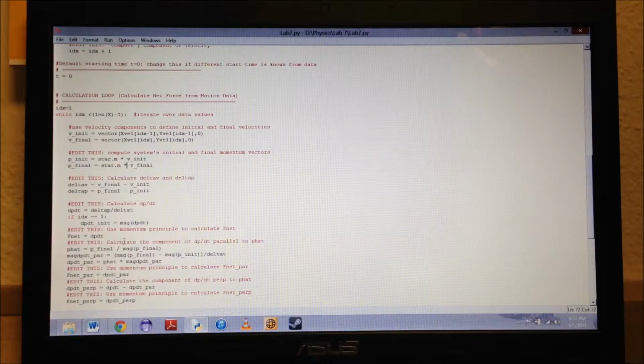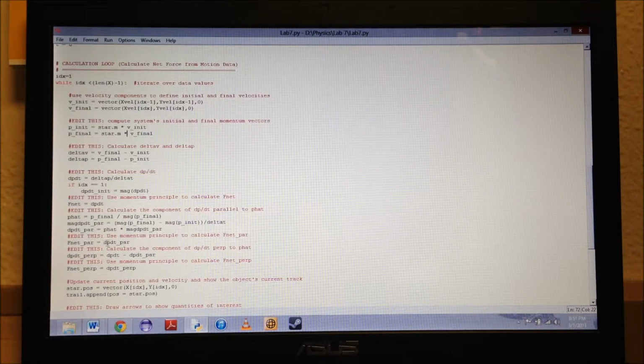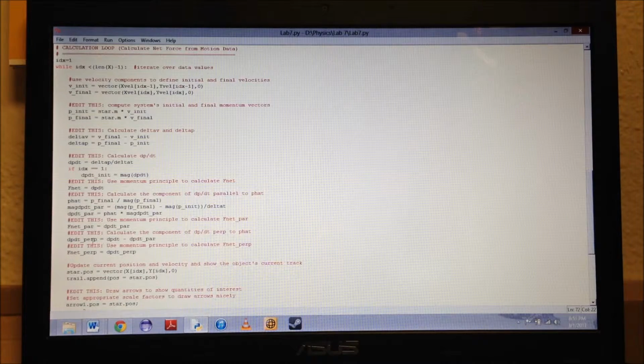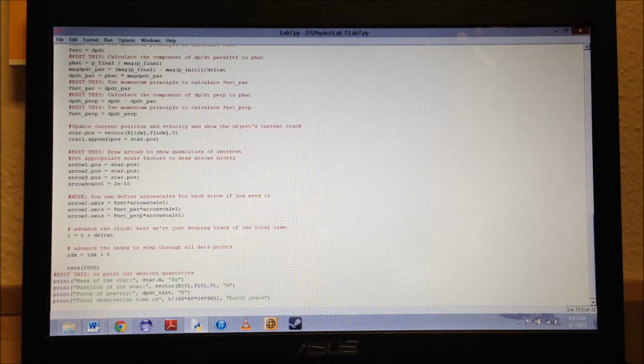So this is where we calculate the parallel component of dp/dt, which is just p hat times the magnitude of dp/dt parallel. And again, we set F net parallel equal to dp/dt parallel, and dp/dt perpendicular is dp/dt minus dp/dt parallel. And finally, F net perpendicular is set to dp/dt perpendicular. And this is the portion where we create arrows representing the magnitude of the forces in the F net direction, F net perpendicular direction, and the parallel direction.